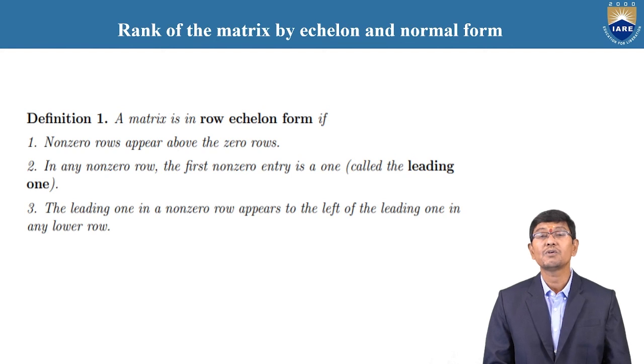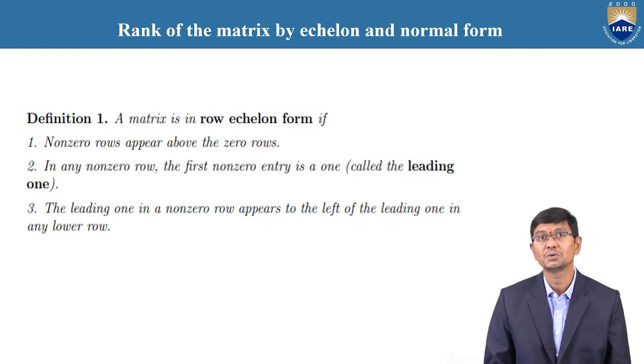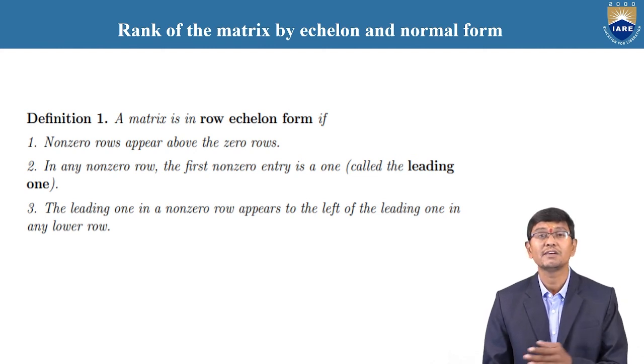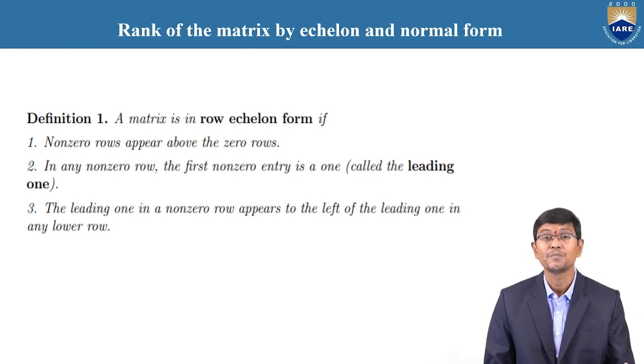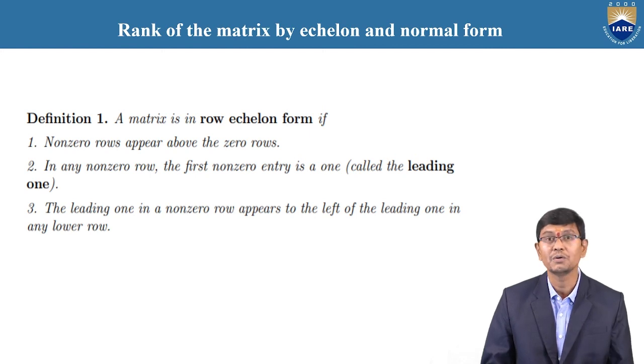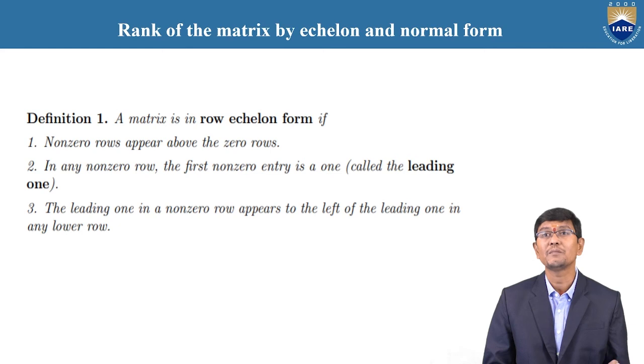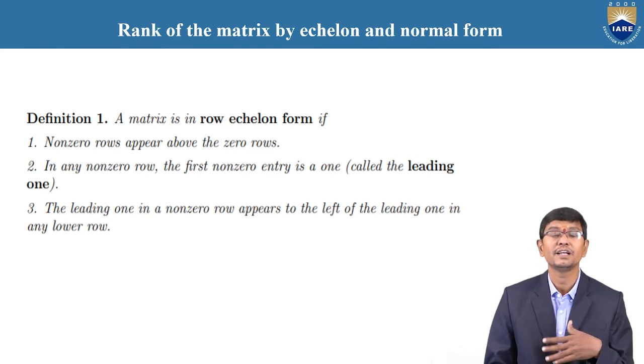Now, let us recall the definition of the echelon form of a matrix. A matrix is in row echelon form if the non-zero rows appear above the zero rows, that is, if zero rows are available, they are in the last rows. Second, in any non-zero row, the first non-zero entry is 1, called the leading 1. Third, the leading 1 in a non-zero row appears to the left of the leading 1 in any other row.